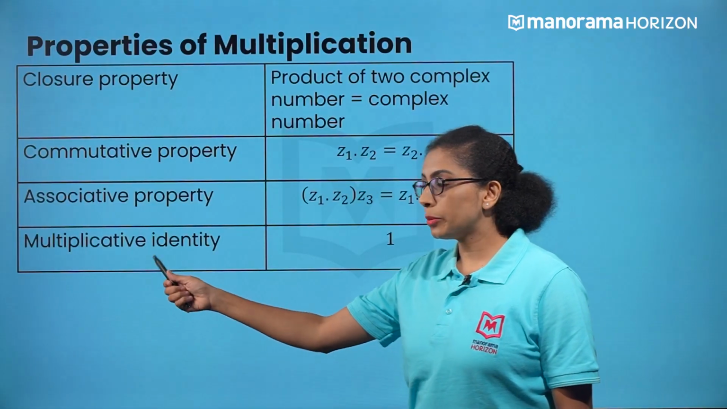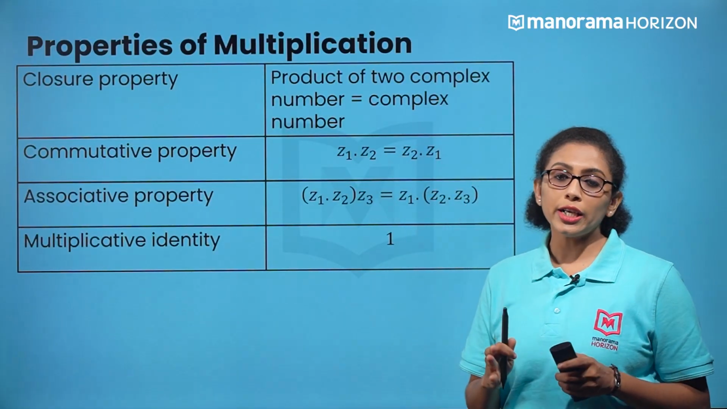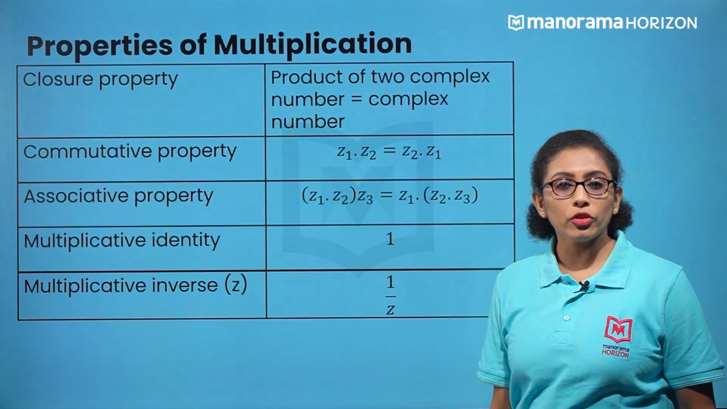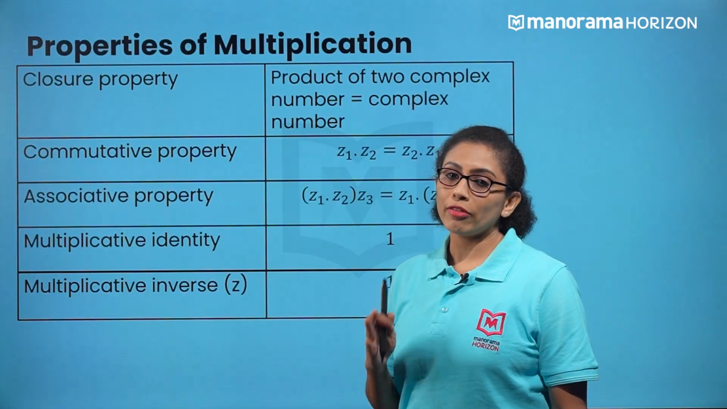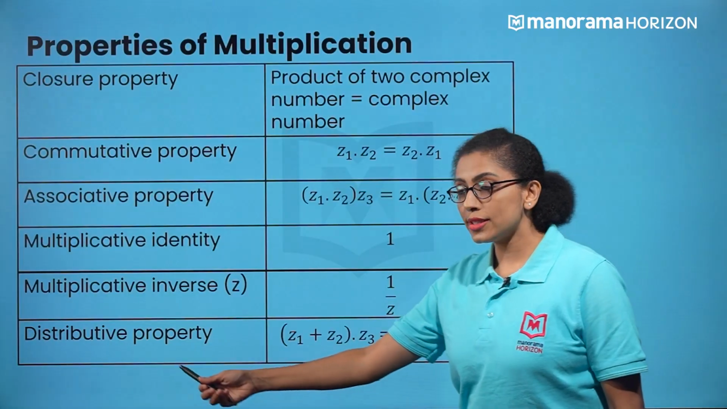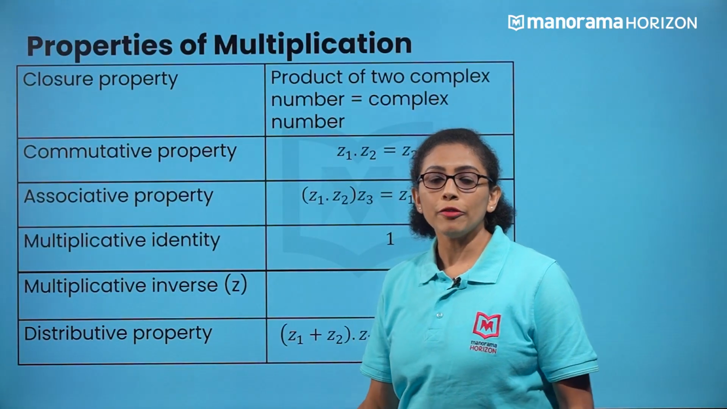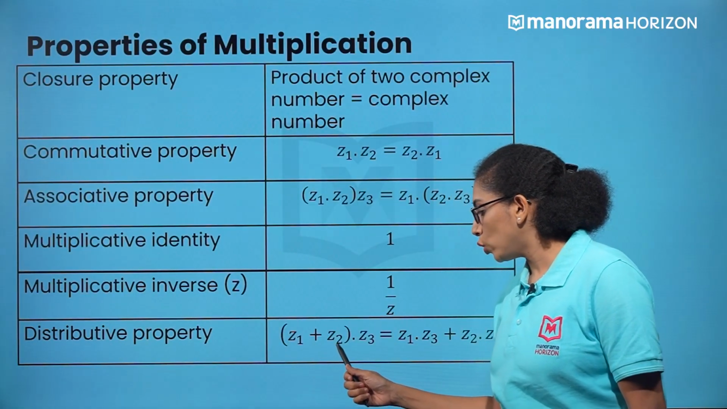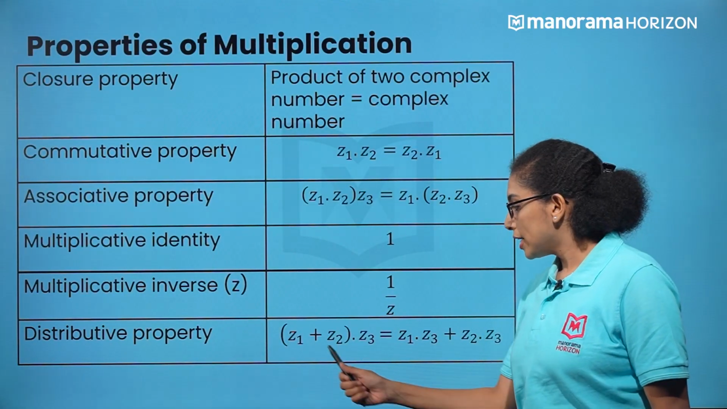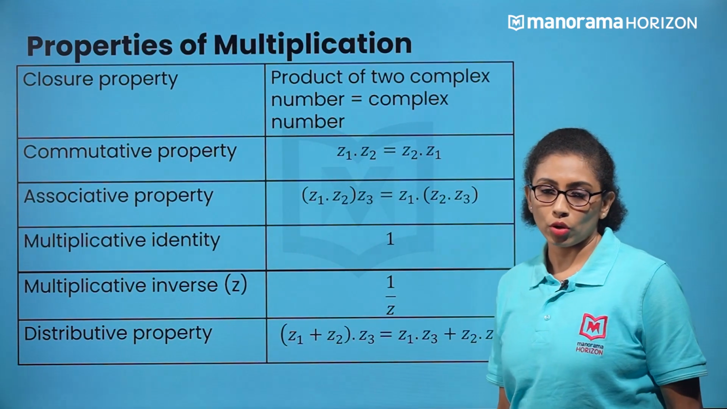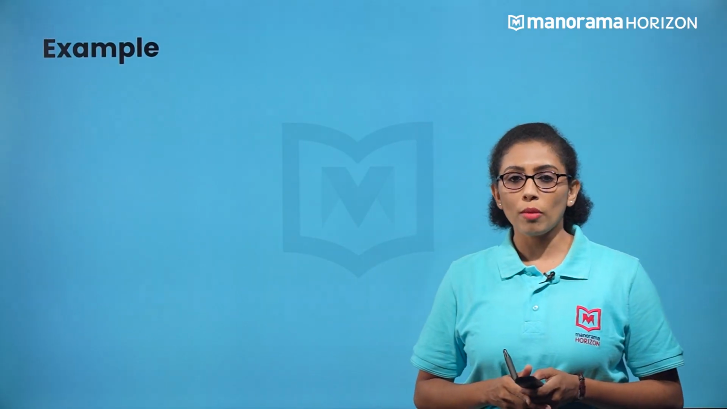Now, what will be the multiplicative identity? The multiplicative identity of a complex number is always 1. Now, what about the multiplicative inverse? The multiplicative inverse of Z exists and is 1 by Z. Now, last one, distributive property. It's a very important property. For any three complex numbers Z1, Z2, Z3, Z1 plus Z2 into Z3 will be equal to Z1, Z3 plus Z2, Z3. Alright.